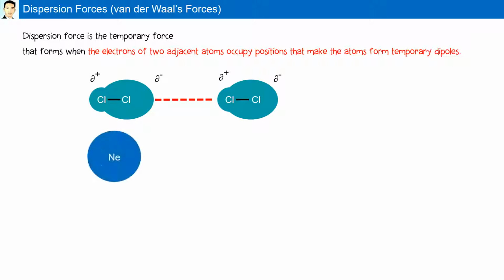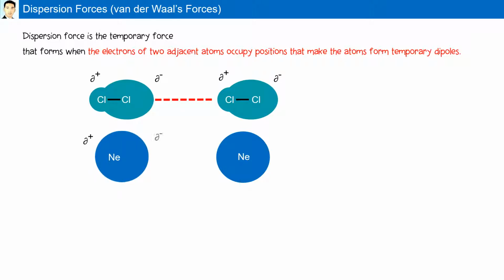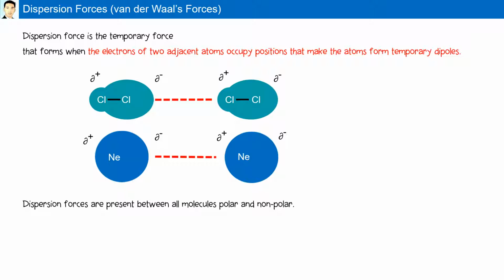We also can have an atom, for example, neon. Two neon atoms next to each other can also have a dipole within the atom where the electrons are more towards one side, resulting in a partial positive and negative charge, producing a dispersion force, an attraction between the two atoms. Dispersion forces are present between all polar and nonpolar substances.